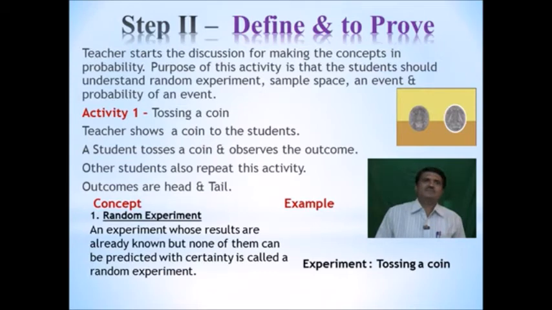First concept is random experiment. As seen in this experiment, tossing a coin, we have already known the outcomes of this experiment, head and tail, but we cannot predict any one of them with certainty. So such types of experiments are called random experiments. Definition: an experiment whose results are already known but none of them can be predicted with certainty is called a random experiment. Tossing a coin is also a random experiment.